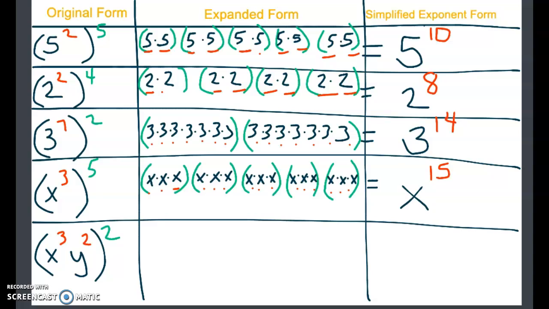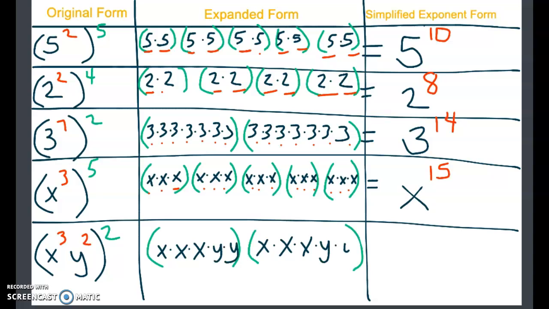Now for this last example, you can see that there's more than one base. And that's okay. That just means that within each of our groups, we're going to have to write the base the given number of times. So you can see that the first base that we have is x, and there's 3 copies of it in each group. Aside from the x, we also have y being multiplied by those x's, and we have 2 copies of y in each group being multiplied.